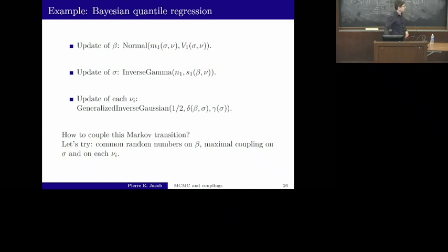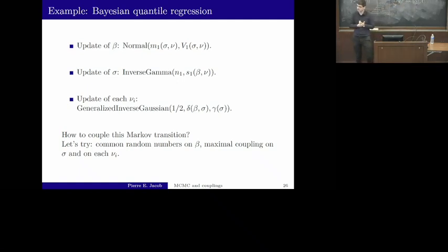And I use maximal coupling here on every single one of the nus. So imagine in the beginning, all the nus are different, all the sigmas are different, the betas are different. And you try maximal coupling for all of the nus, so maybe it's going to succeed for some of them, maybe not, after one sweep. And now some of the nus are the same and some are not.